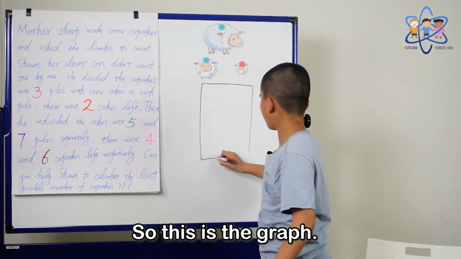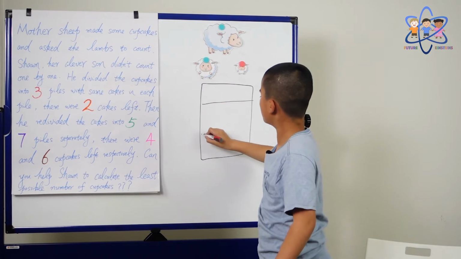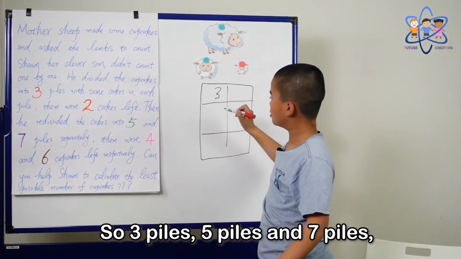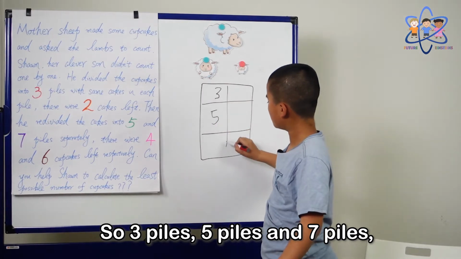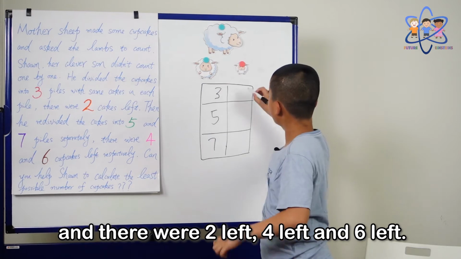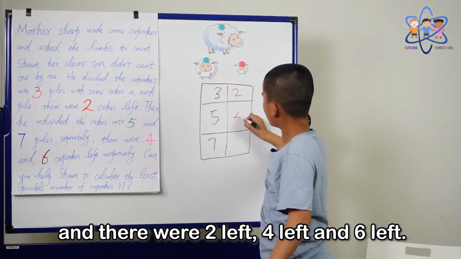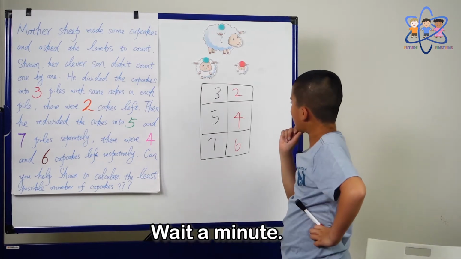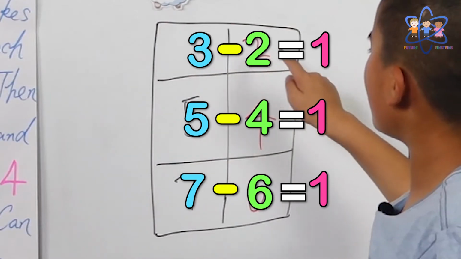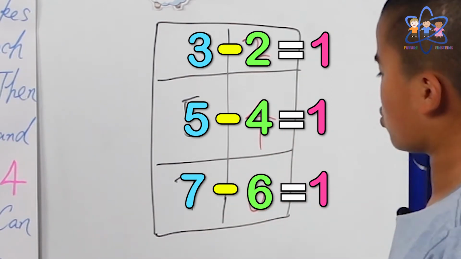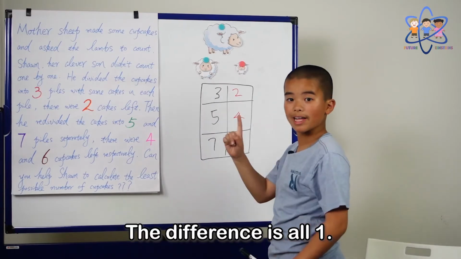So this is the graph. So 3 piles, 5 piles, and 7 piles. And there were 2 left, 4 left, and 6 left. Wait a minute, I see a pattern here. 3 minus 2 is 1, 5 minus 4 is 1, and 7 minus 6 is 1. The difference is all 1.